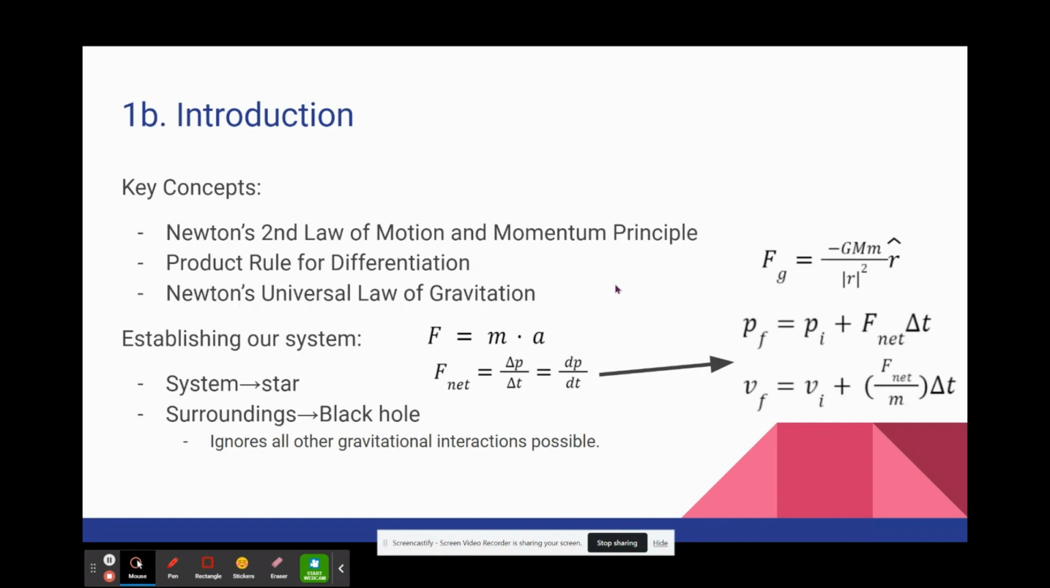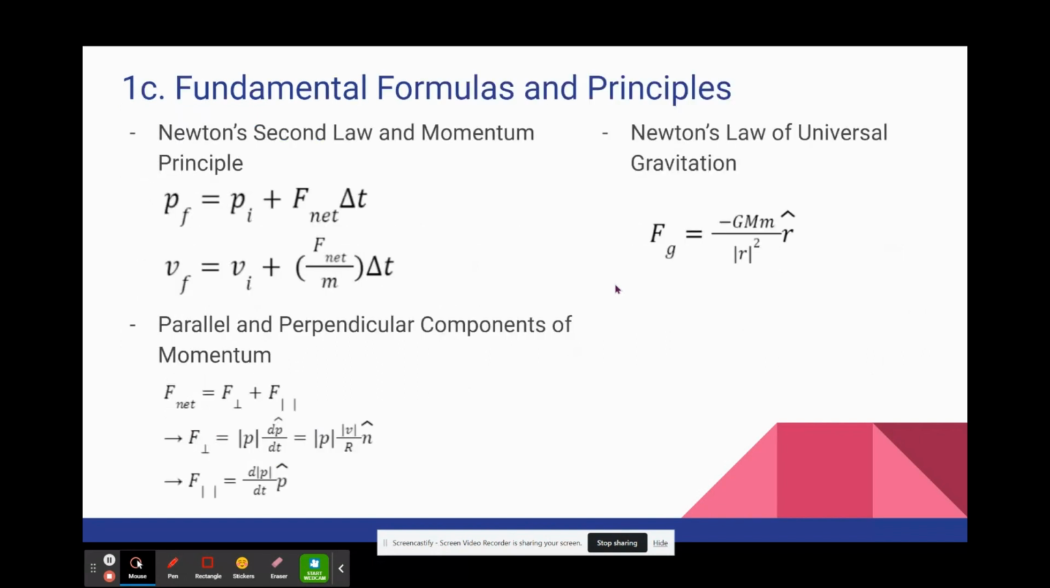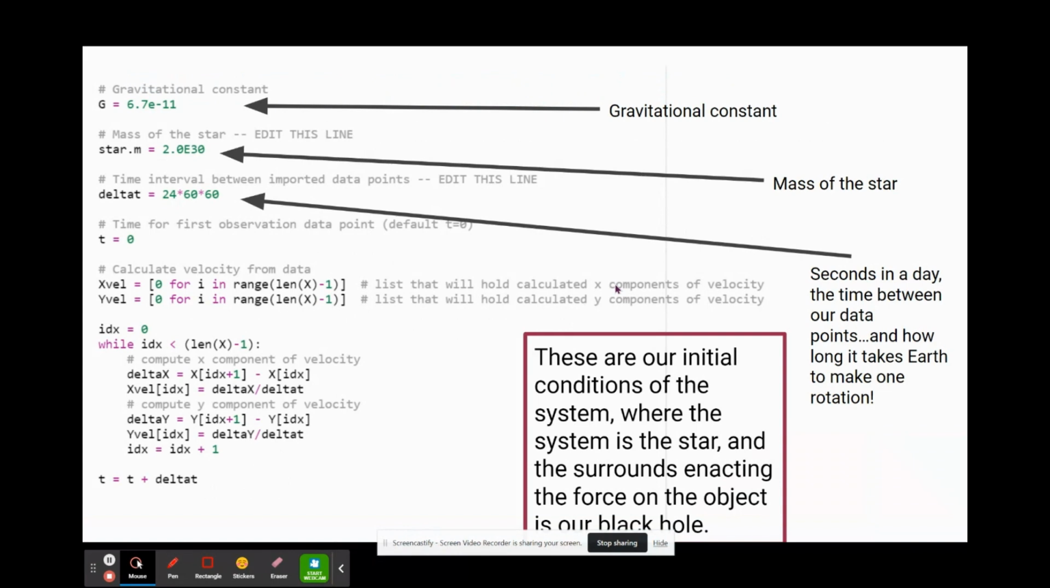And here are the different formulas we will use. And then you can pause this again to look at the parallel and perpendicular components of the momentum, which is used in circular motion. So firstly, we want to calculate the different parts of our system. So we have the gravitational constant, the mass of the star, and the seconds in a day, which is the time between our data points, and it's just how long it takes Earth to make one rotation. These are the initial conditions of the system, where the system is the star and the surroundings enacting the force on the object is our black hole.